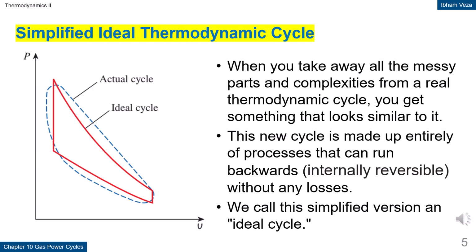Simplified, ideal thermodynamic cycle. By removing the complicated details from a real cycle, a simplified ideal cycle is obtained. All processes in this cycle are assumed to be internally reversible without losses. The model still preserves the general shape of the original cycle. The goal is to simplify both mathematical and conceptual analysis. The results can then be used as a benchmark for real systems.